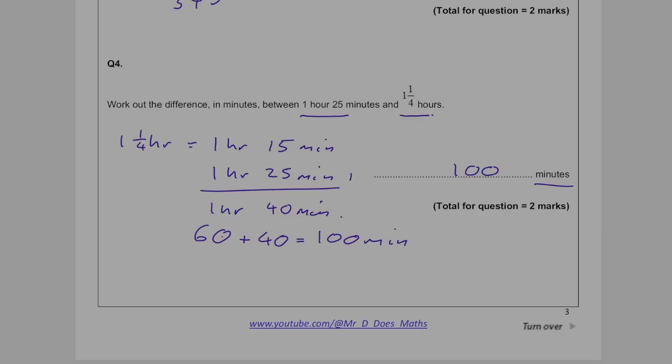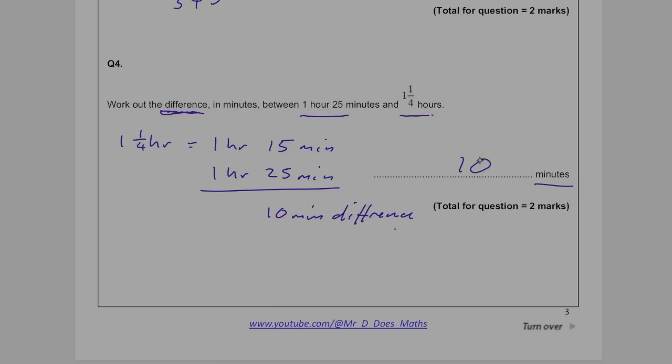Okay, and I've just realised that I've completely done this question wrong. I've made it much more complicated. It asks for the difference, and I've worked out the sum. So I'm going to rewind all the way up to here. So if I'm only after the difference, the difference between 1 hour and 15 and the hour and 25 is just a 10-minute difference. So I've overly complicated that question by quite a bit.